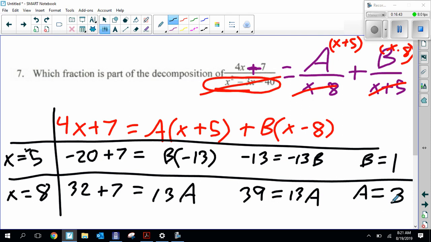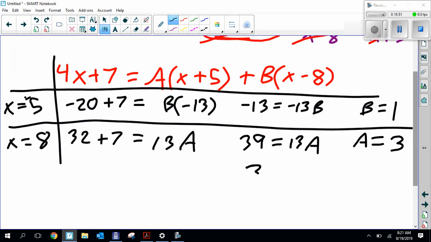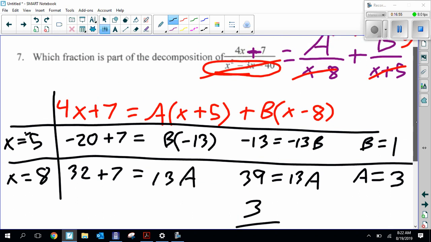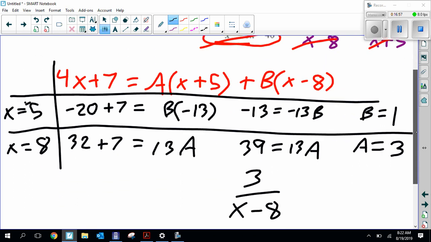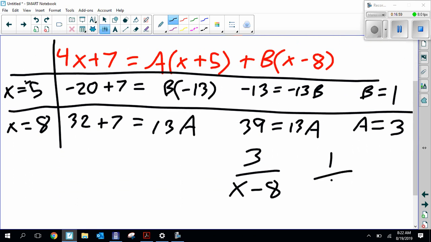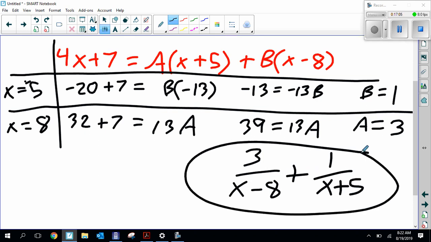So to write your final answer here, you put the 3 on top of the x minus 8, since that's where a was. And then b goes on top of x plus 5. And that was positive, so it's plus. There's your partial fraction decomposition.